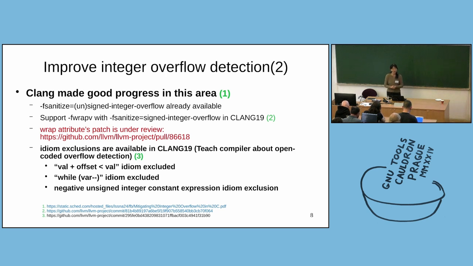Currently, in Clang, they already finished these three idiom exclusions and put them back into Clang. So I'll see how these four items combined together, whether they can eliminate the integer overflow bug class completely. If they can, even if it's tricky, maybe GCC still needs to consider this. So, any questions so far?